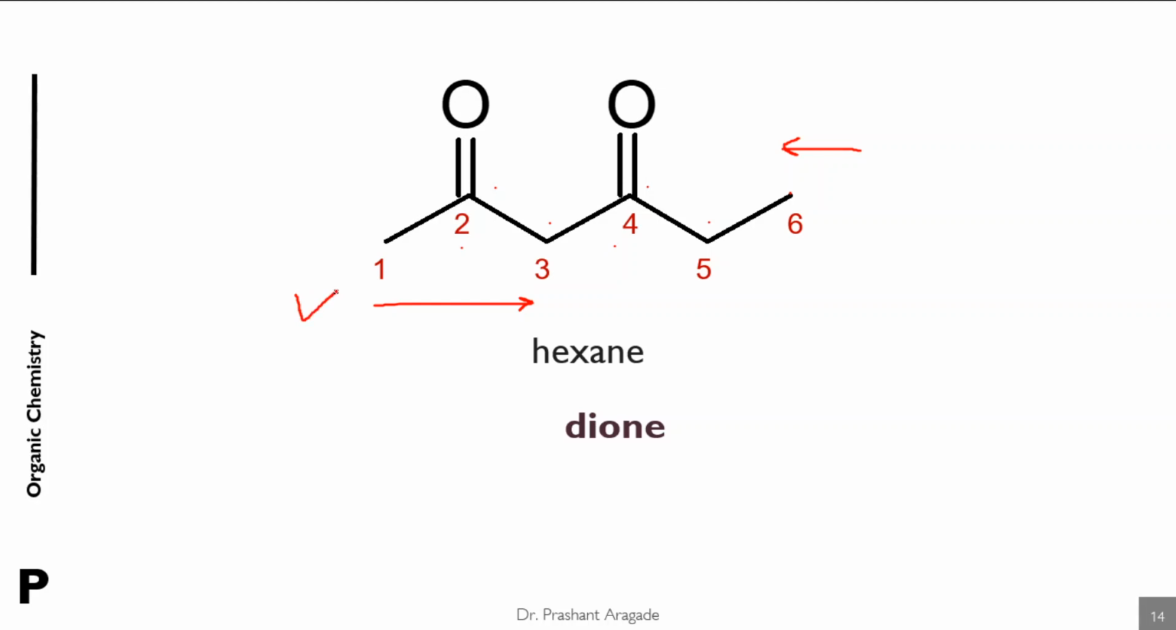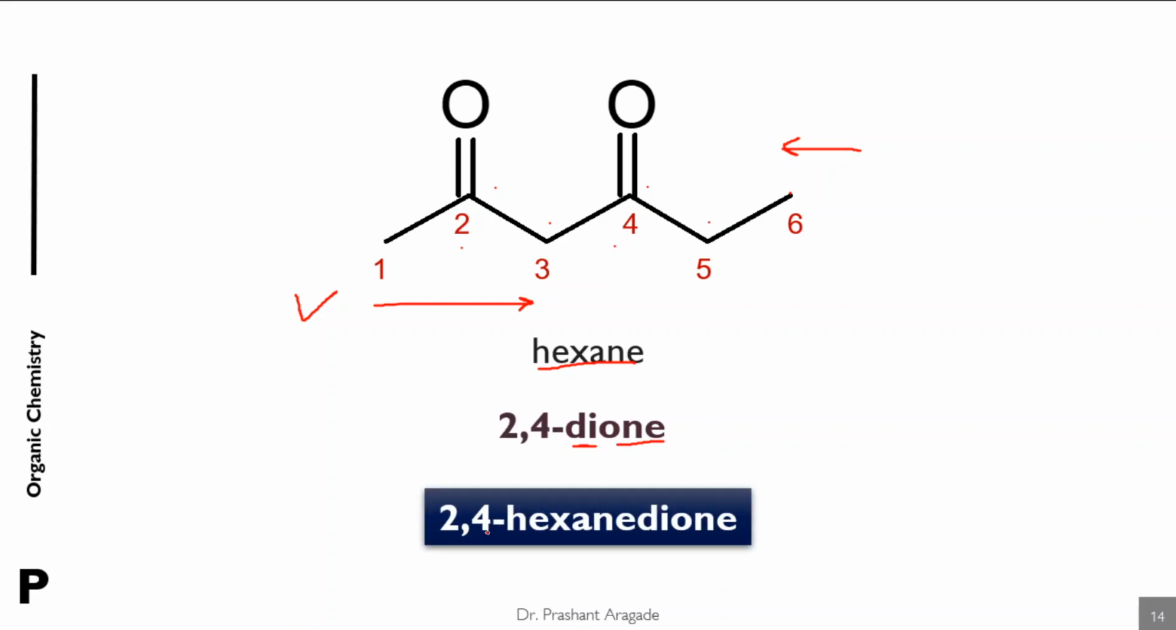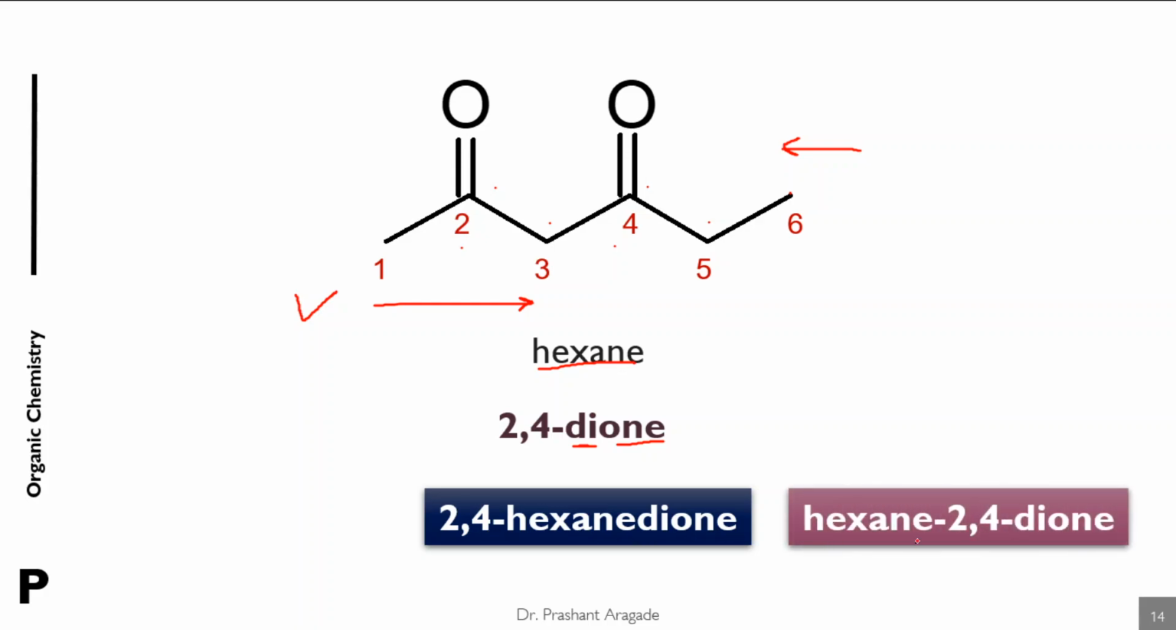Mention the position number of carbonyl carbon atom onto the parent name. So here parent name is hexane. We are using di as a prefix because ketone is present 2 times and ONE is a suffix used for ketonic functional group. So name of this compound is 2,4-hexanedione, or it may be written as hexane-2,4-dione.